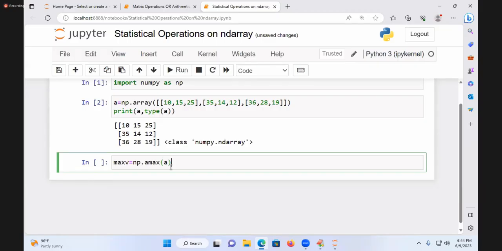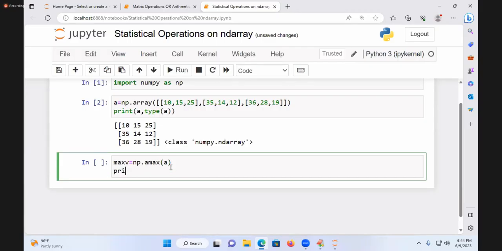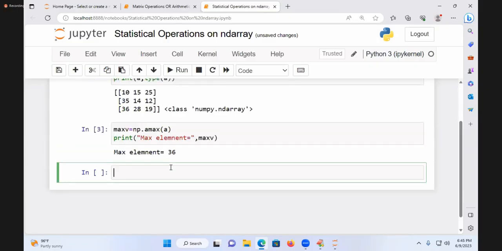Highest element. Okay. Printing here, max element is equal to, now I am writing, comma max_v. What is the answer coming? 36. This value, 36, is the highest value here.